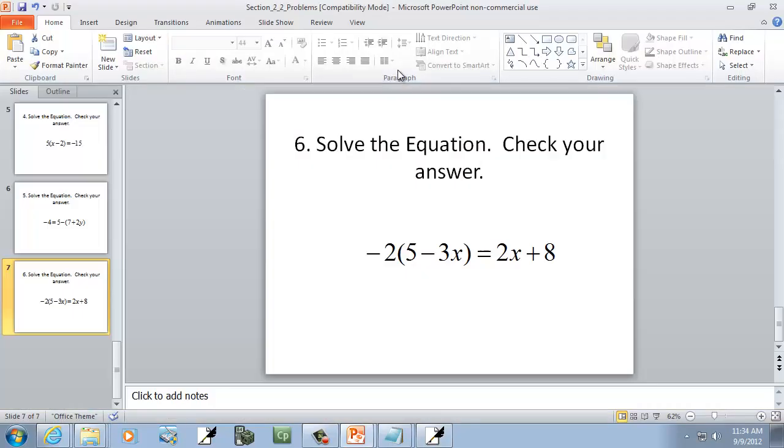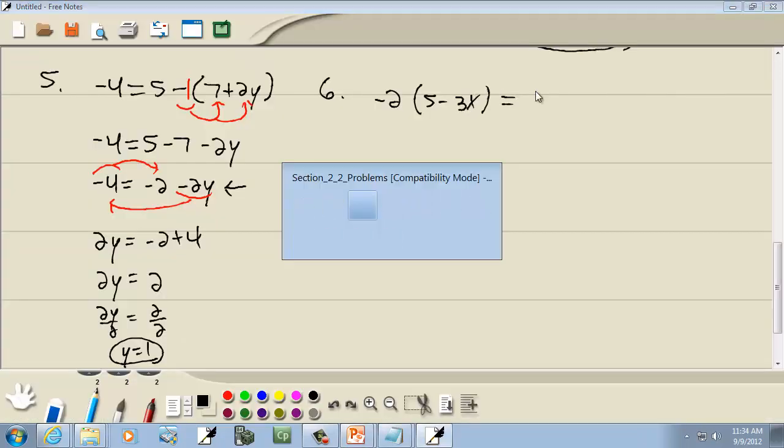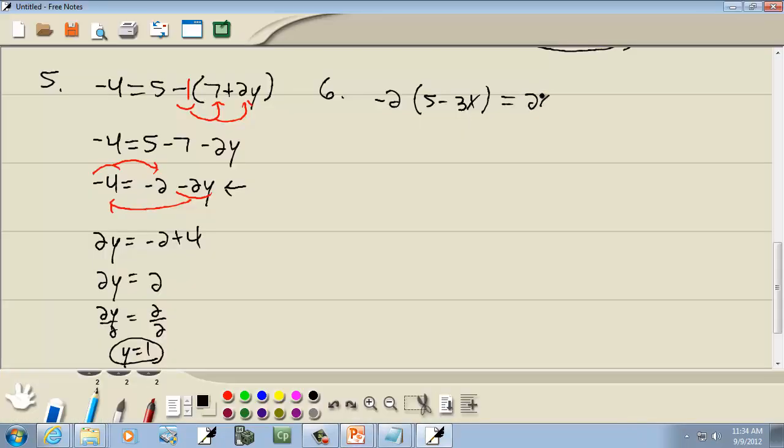Let's take a look at our last problem. We got negative 2 times 5 minus 3x equals 2x plus 8. This book likes to split these into separate sections for the equations. I wish they just did one, because it's the same steps. Just each one looks a little different, but you still follow those same 4 steps. Well, first step, get rid of parentheses. I have a negative 2 in front of this parentheses, so I'm going to take negative 2 and multiply it through, distributive property.